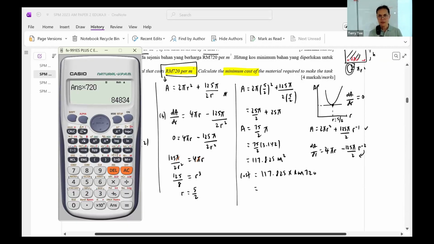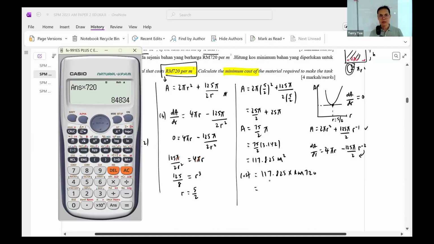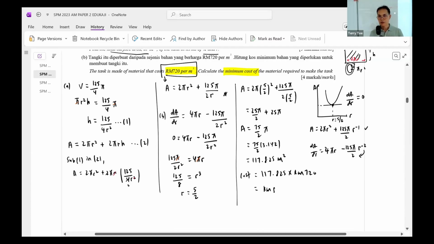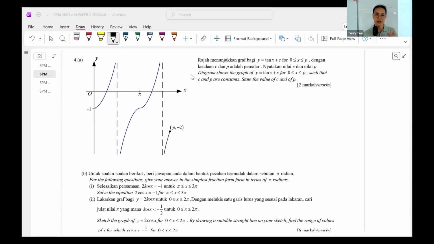Okay, wait, did I say wrongly? Is this 720? Yeah, very big number, right? 84,834. Very big tank, of course. This is like a big giant water tank. Sorry, it's RM. So it's 84,834. That's it, full stop. That's your answer.